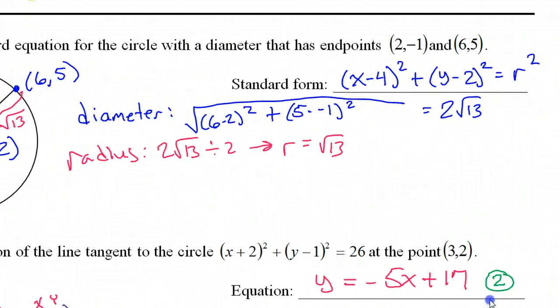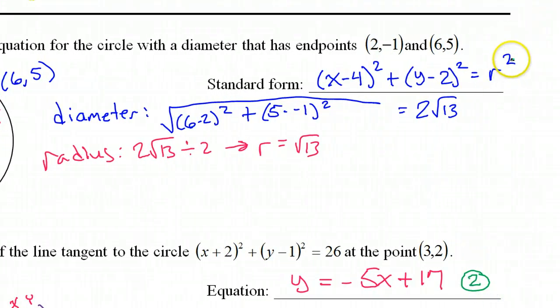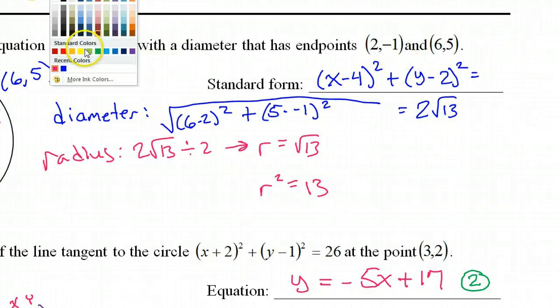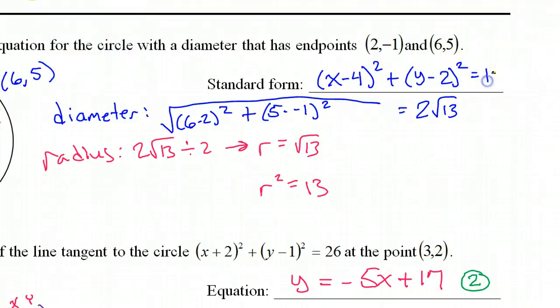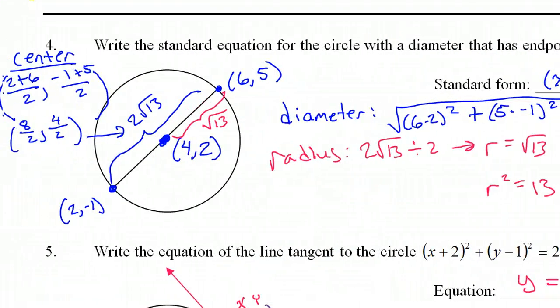Now, of course, in the formula, it's radius squared. So we will go ahead and square both sides. And so the radius squared is 13. Okay, and of course if I square radical 13, I get 13. Alright, so that's why instead of r squared, I'm going to go ahead and put 13. And that's how you find the standard form equation based on this information.